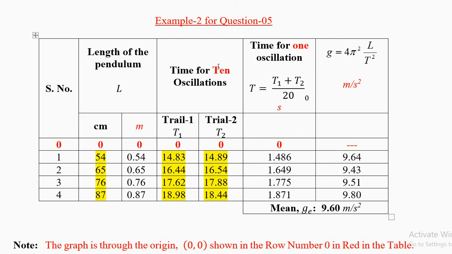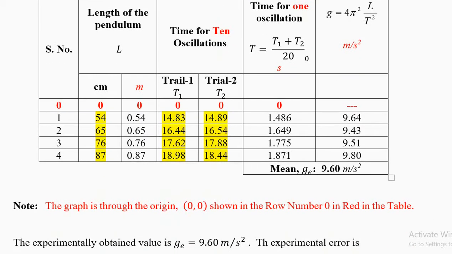So 10 plus 10, I have written it in red color. Please understand this and ask me in the class. So 14 plus 14, 28. 28 divided by 20 is 1.4. Put more numbers in your calculators here and here. Put all the numbers. 16 and 16.44 plus 16.54. You'll get 16.98. Divide by 20, you'll get 1.649. Do all these 4 calculations.